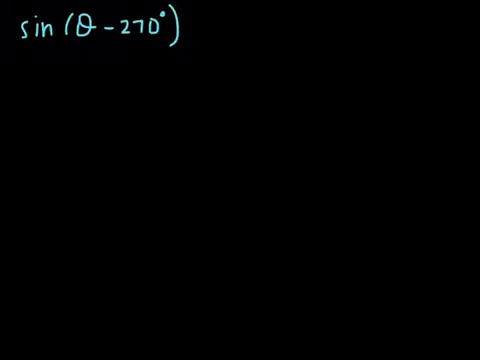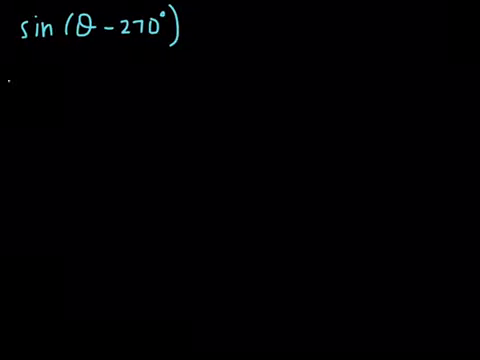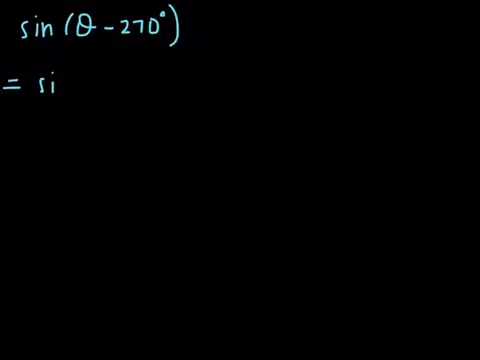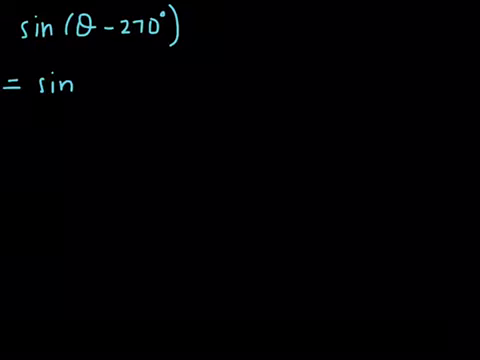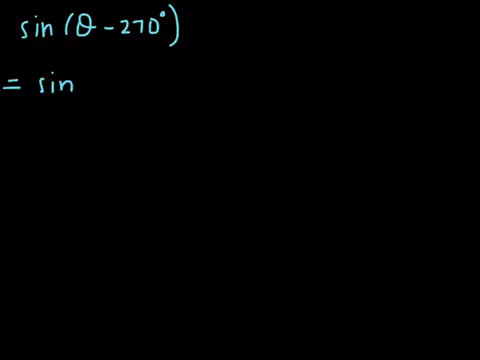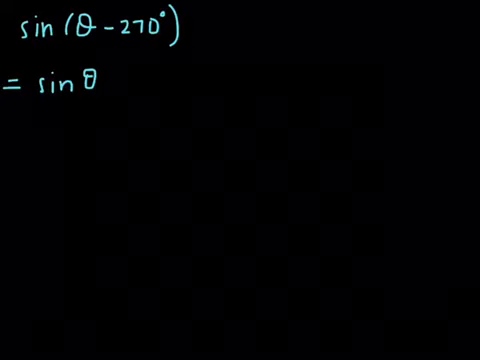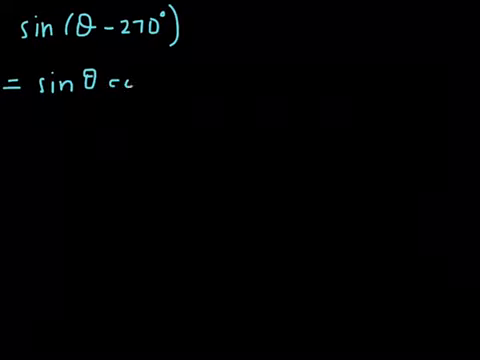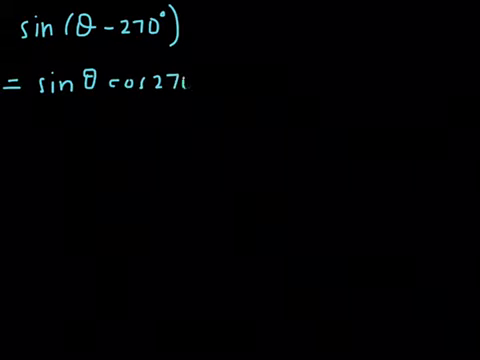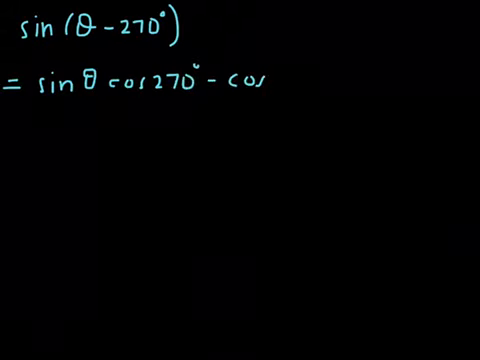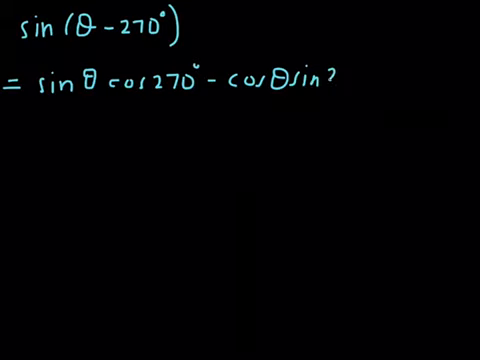All right, they've given us sine of theta minus 270 degrees. We're going to expand this using the difference identity for sine. It would be really great, you guys, if you pause this video and reference the difference identity for sine and work on expanding this. I'll give you a minute to do that. All right, if you've taken the time to expand this on your own, you should get sine of theta times cosine of 270 degrees minus cosine of theta sine of 270 degrees.